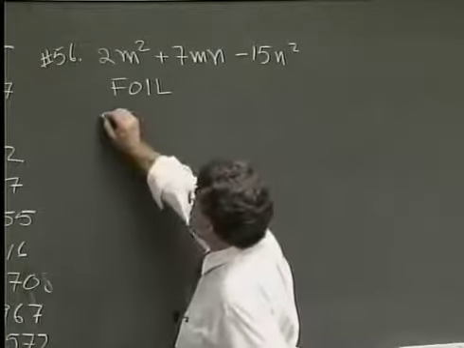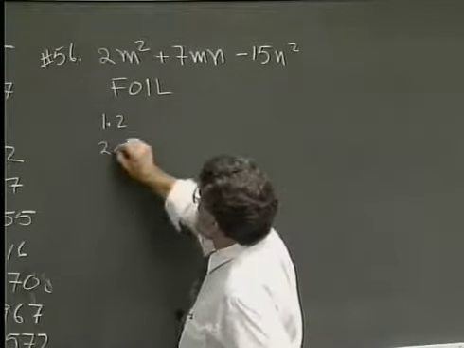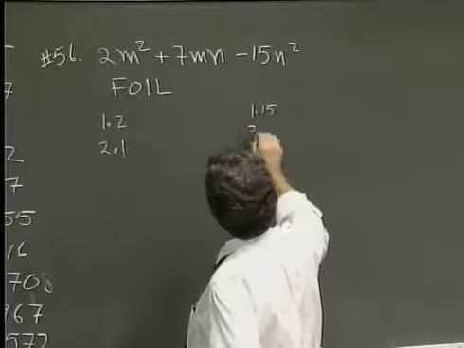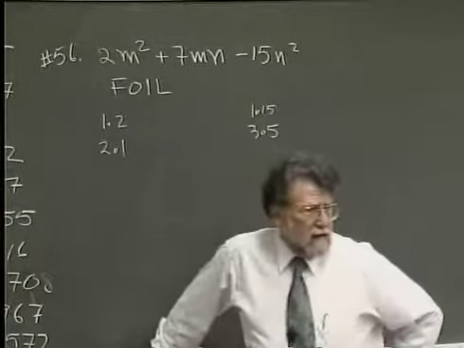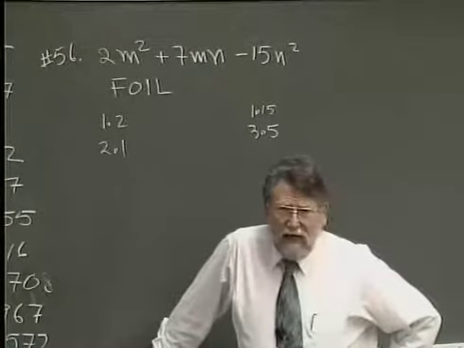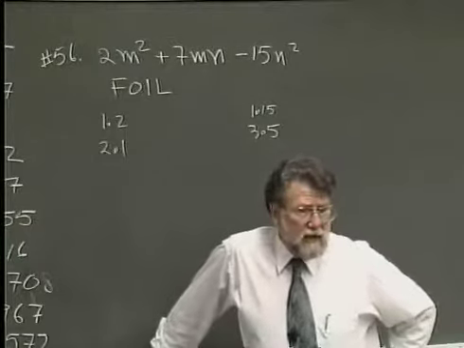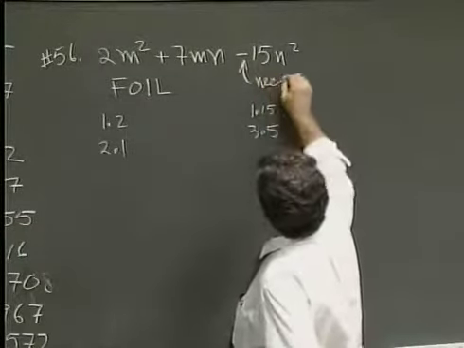So I look at the 2 and say that's 1 times 2 and 2 times 1. I look at the 15 and I have 1 times 15, 3 times 5. Those are the only things that'll work, correct? Now, once I've done that, I note the last sign is negative. So this tells me I need a difference.